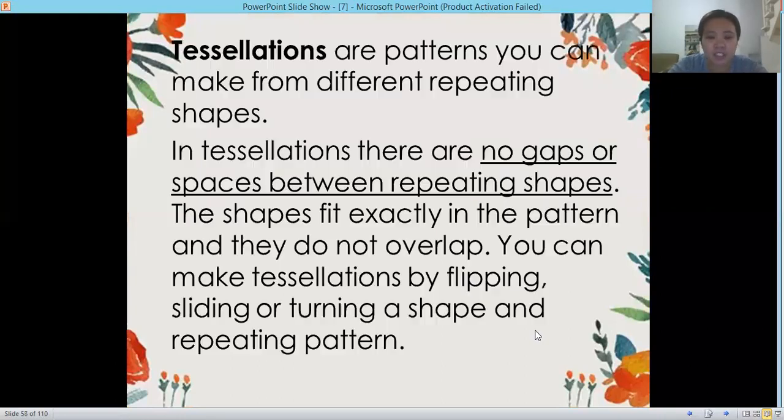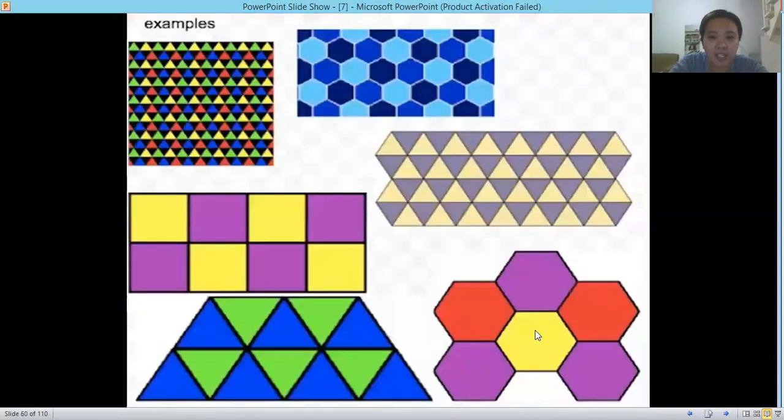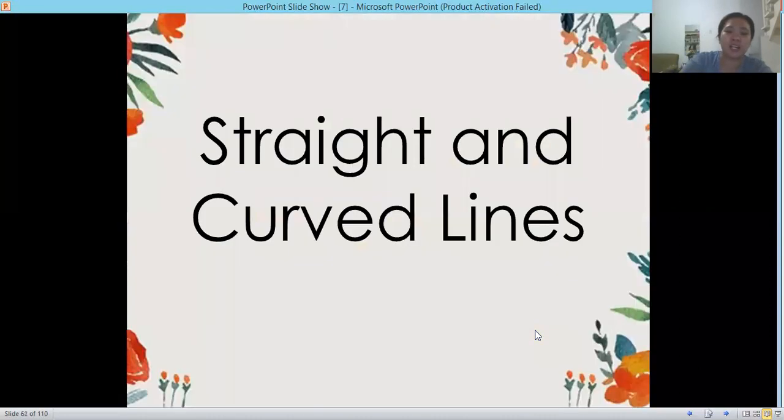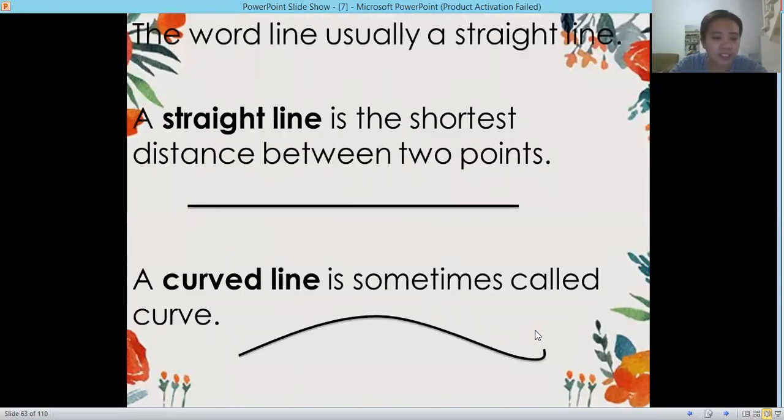Now, tessellations. As you can see, tessellations are patterns you can make from different shapes. In tessellations, there are no gaps or spaces between repeating shapes. So I'm going to show you the examples of tessellations. This one and also this one. Okay, next, straight lines and curved lines. A straight line is the shortest distance between 2 points, and this one is a curved line. Okay po? Easy lang to.